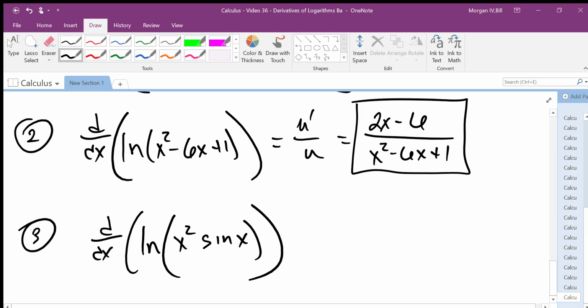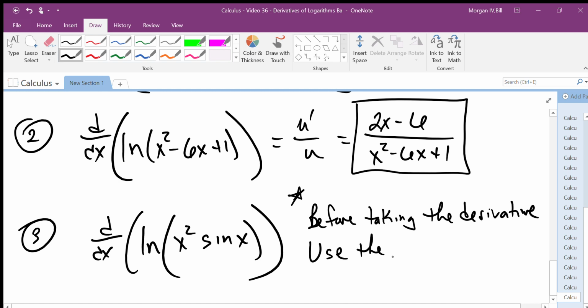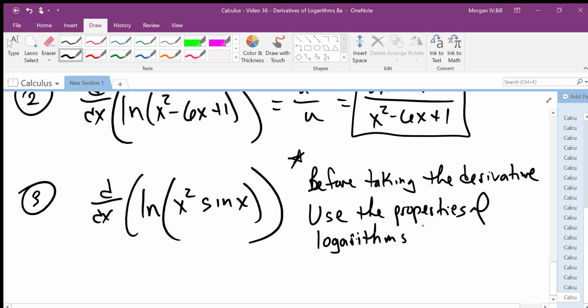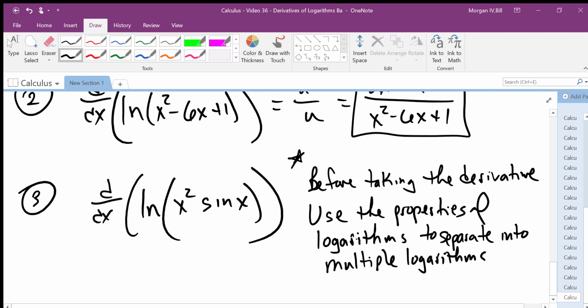Instead, before you do the u prime over u, before taking the derivative, big star, this is important: before taking the derivative, use the properties of logarithms to separate this into multiple logarithms.